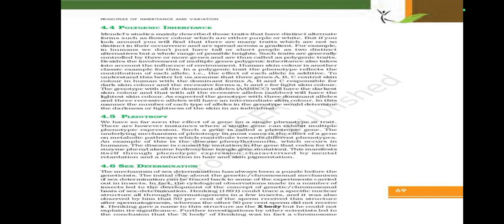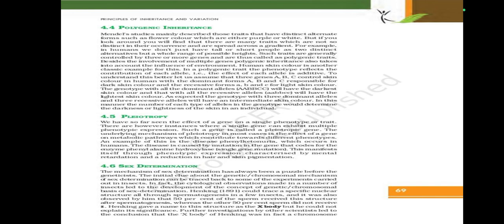Polygenic inheritance. Mendel's studies mainly described those traits that have distinct alternate forms, such as flower color, which are either purple or white. But if you look around, you will find that there are many traits which are not so distinct in their occurrence and are spread across a gradient. For example, in humans, we don't just have tall or short people as two distinct alternatives, but a full range of possible heights. Such traits are generally controlled by three or more genes and are called polygenic traits.